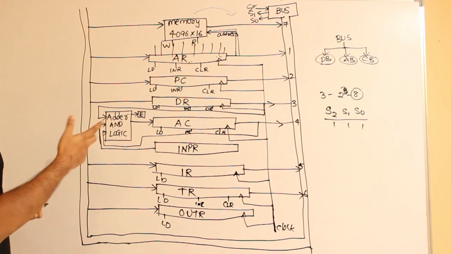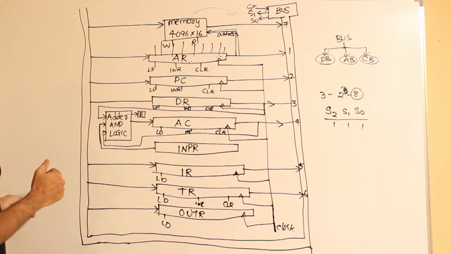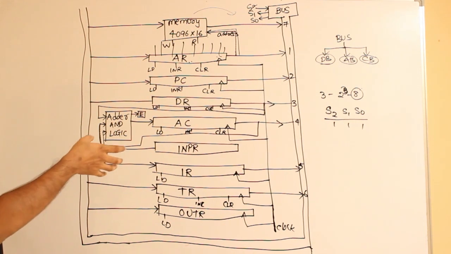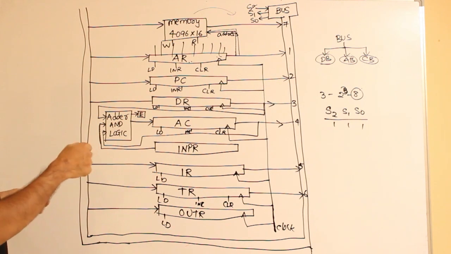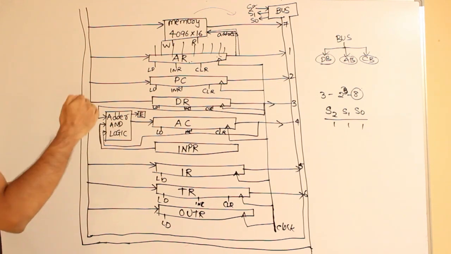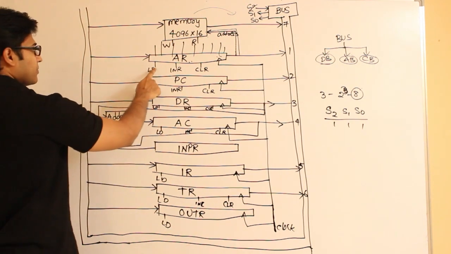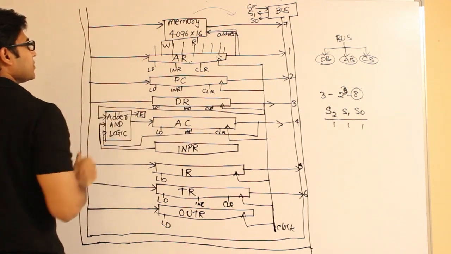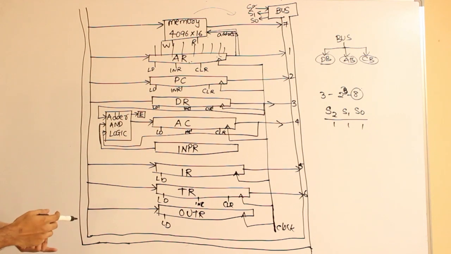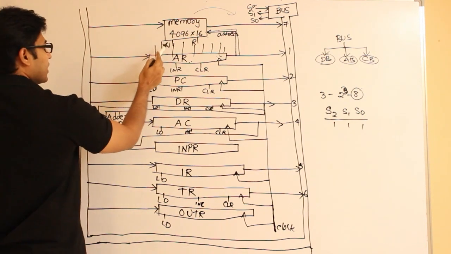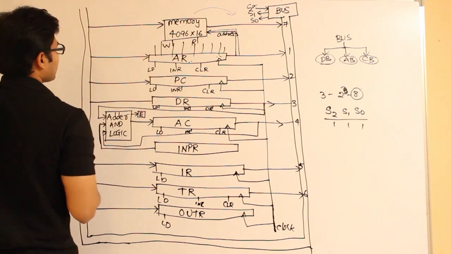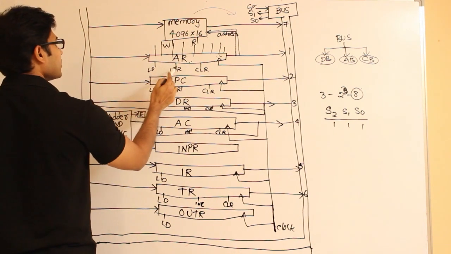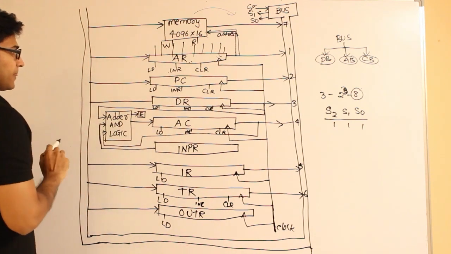Control lines are actually individual lines. Therefore, using the word control bus is not actually right, because they are not a kind of bus. They are individual lines, which come from the control unit, and they will be given as inputs to this control inputs of all the registers and memory. Got it? So what are the control inputs? For example, if you take memory, the control inputs are read and write. And what are the control inputs for this register? Load, increment, and clear, like that.